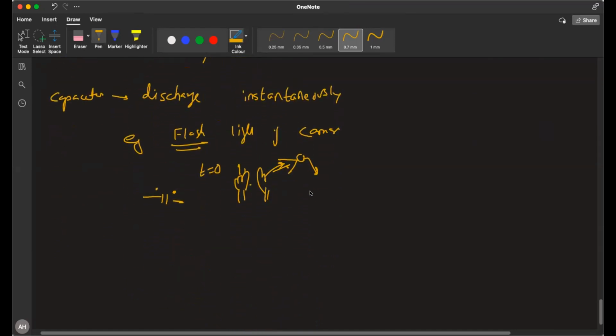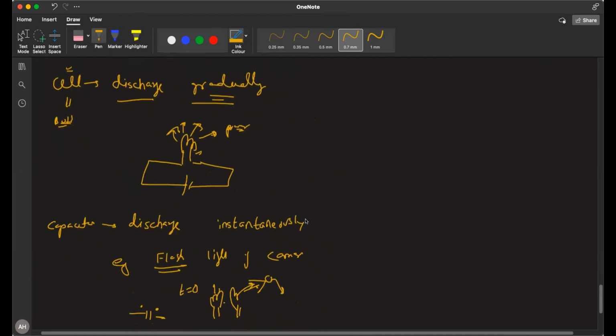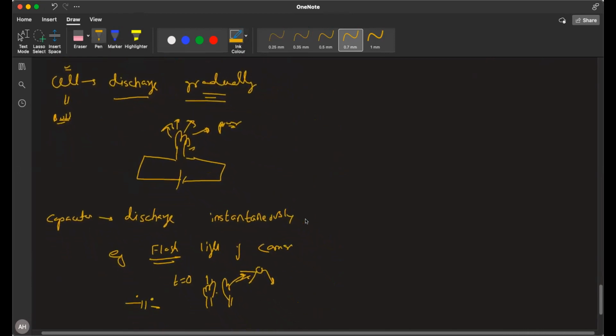Is it clear? Yes, sir. Rashi, the difference between a cell and a capacitor? Just note it down. Okay, no one is going to ask this in your exam, but you should know at least this thing: what's the difference between a cell and a capacitor. So a cell discharges gradually, while a capacitor discharges instantaneously. Within fractions of a second, a capacitor just loses all of its charge.